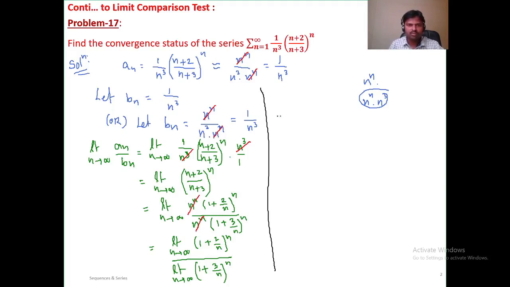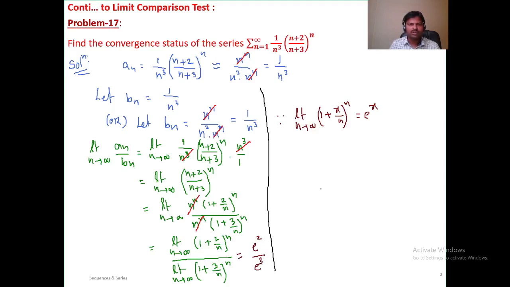Since we know the formula, limit n tends to infinity, 1 plus x by n whole to the power of n, this will be e power x. Already we have seen this, look at it once. So by using this formula, what will be the required limit? Instead of x you are having 2 in the numerator, and 3 in the denominator. Therefore this limit value will be e square by e power 3.